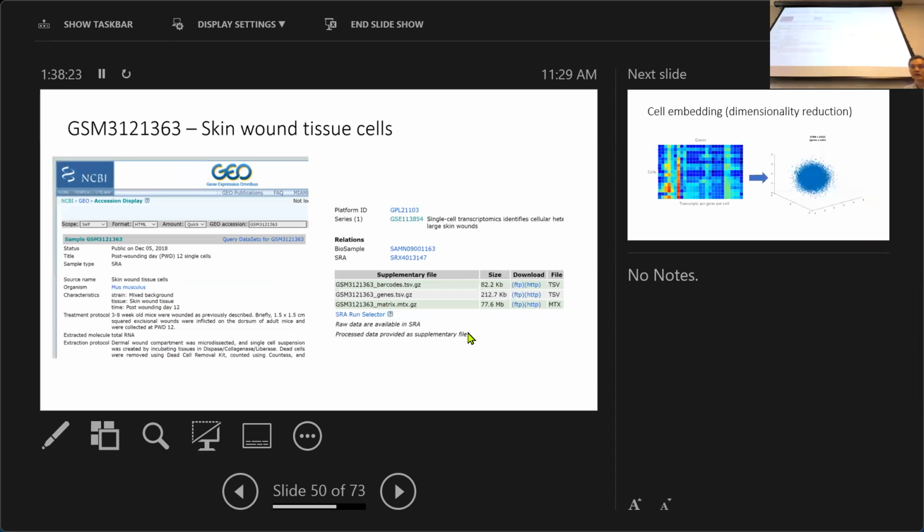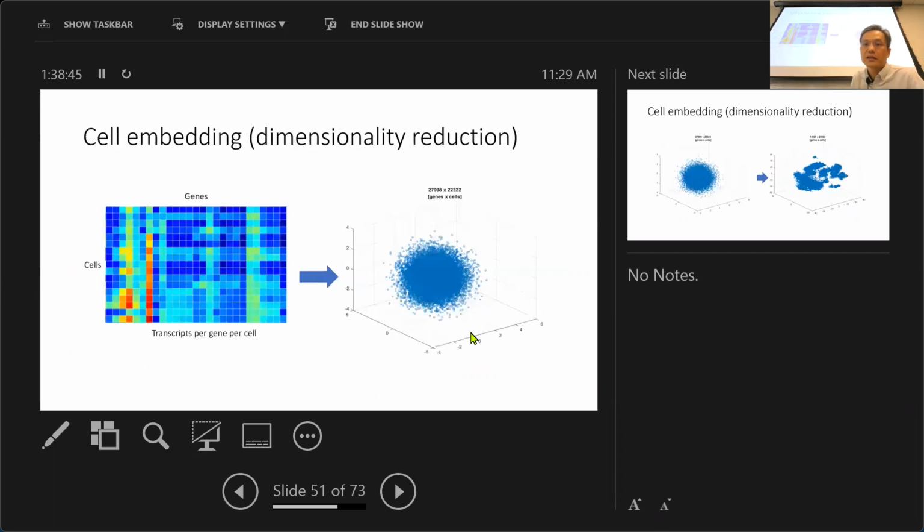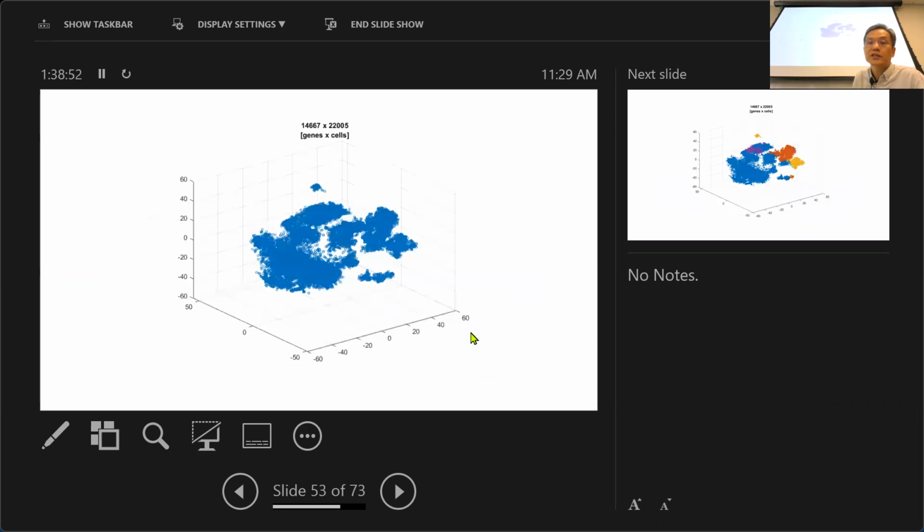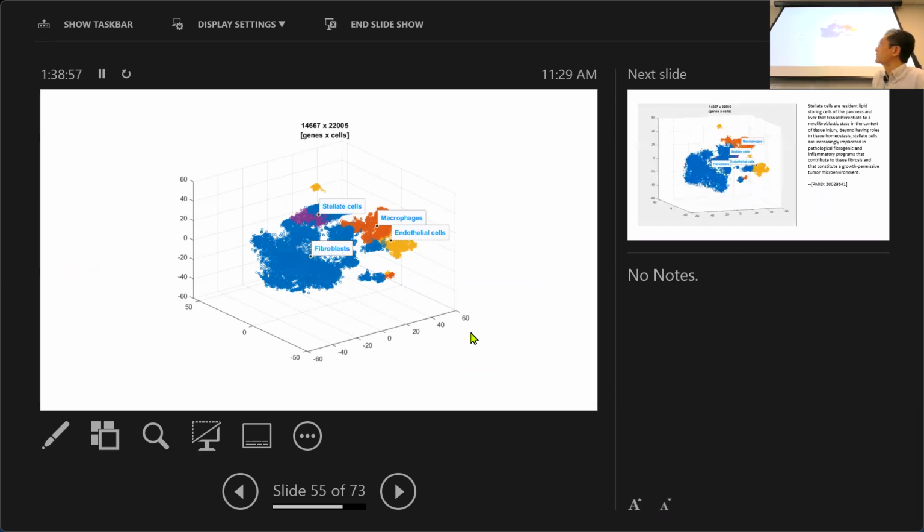We will play this example data search data. I just randomly selected a data set from a mouse skin wounded tissue. If you give this session number ID, the program will automatically download this matrix file. Then we will do the regular things: dimension reduction, then cluster cells, annotate. Okay.